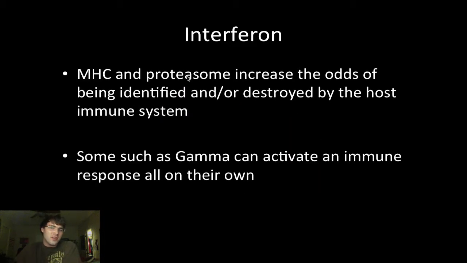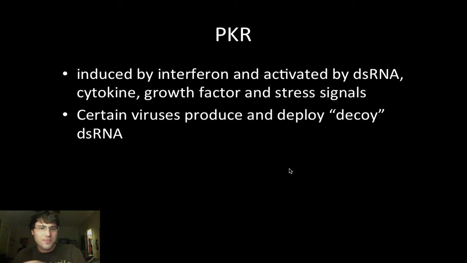So the MHC and proteasome activity increases not only the odds of being identified and or destroyed by the host immune system, but certain types of interferons, such as interferon gamma, which is pretty unique, can actually activate an immune response all on their own. They don't need helper T cells to come in there and start getting things going. They can send out all kinds of cytokines and things like that that need to get the job done. So it's a very rapid, very fast response by our cells.